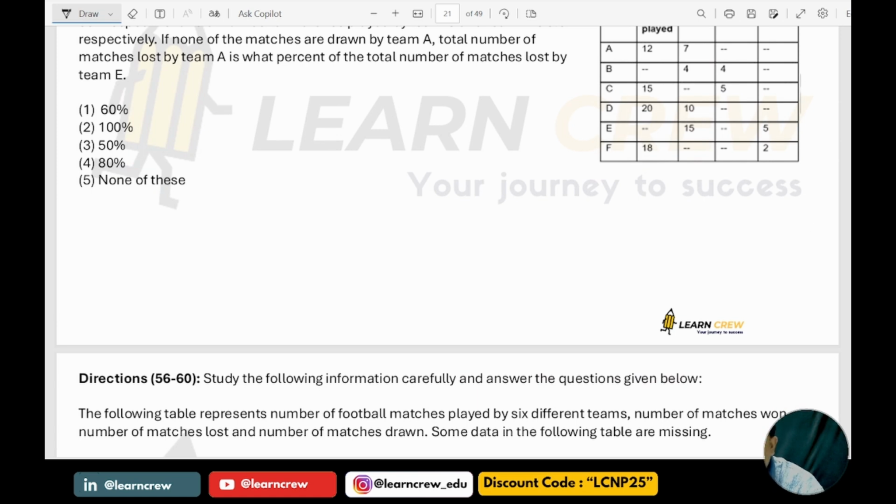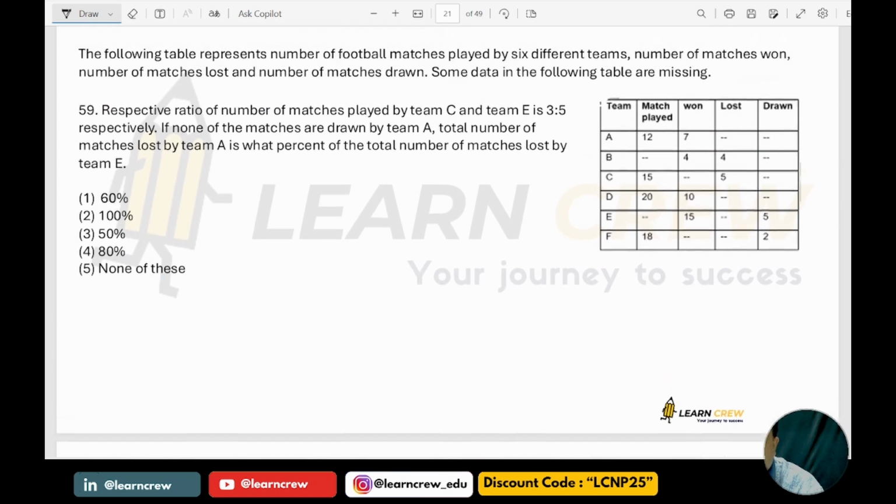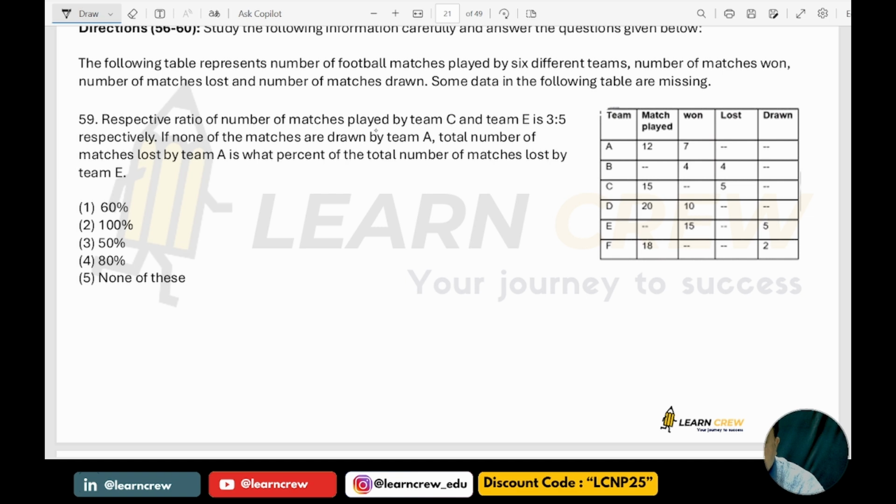Next question. Question number 59. The respective ratio of the number of matches played by team C and team E is 3:5. So 3 parts is 15, 5 parts is 25. If none of the matches are drawn by team A, the total number of matches lost by team A, so 5, is what percentage of the total number of matches lost by team E? Out of 25, this is 5.